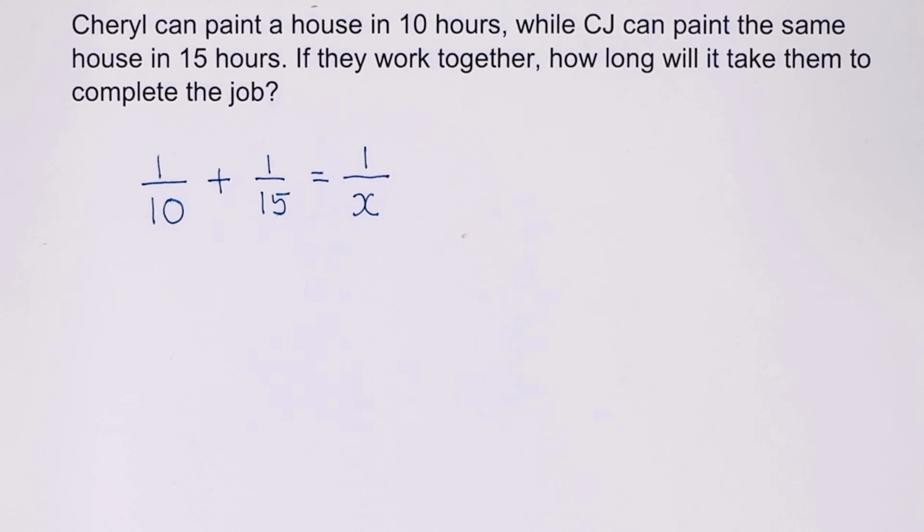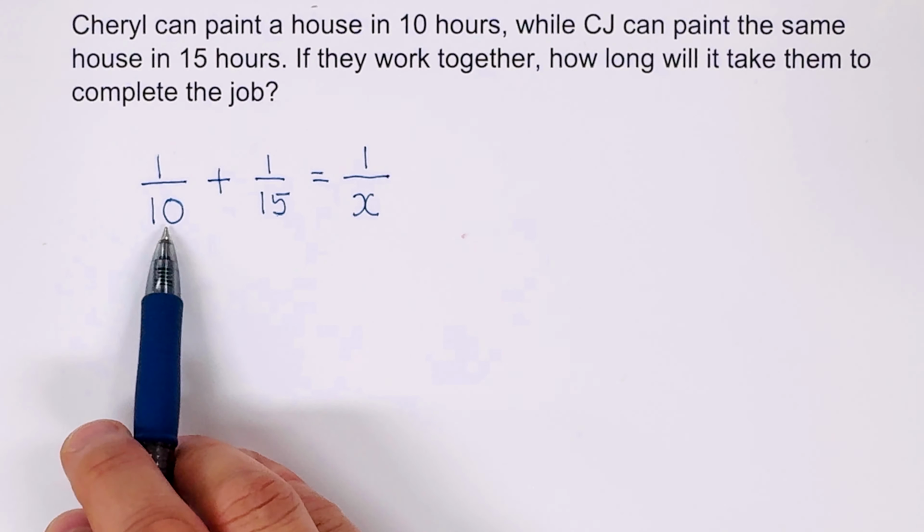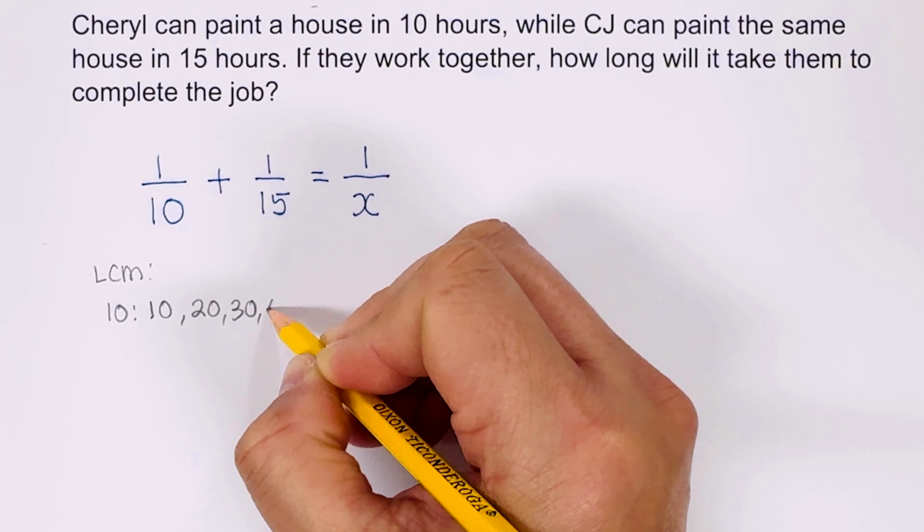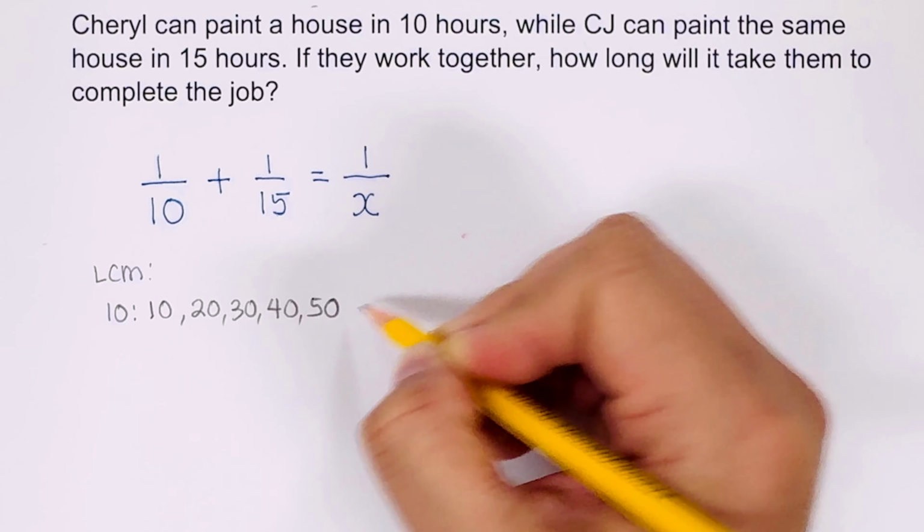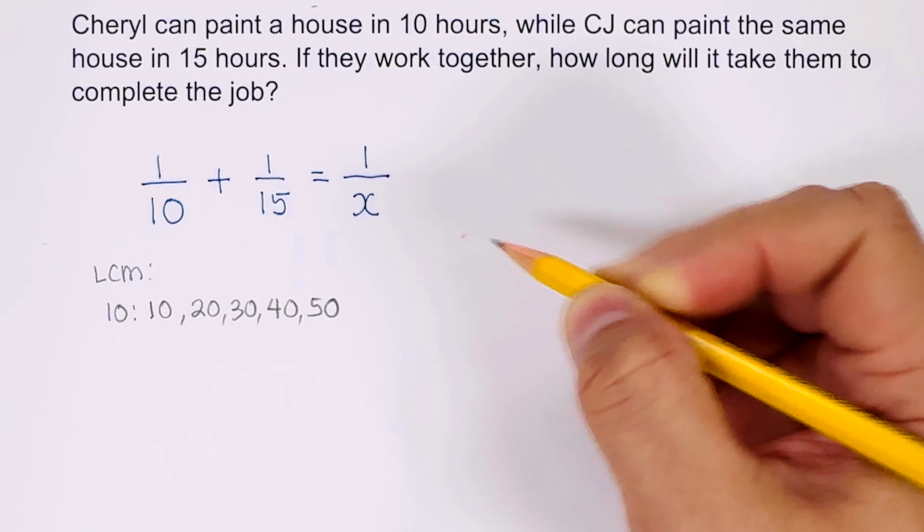The method we're going to use in this problem is the LCM method. Since the denominators of these two fractions are not the same, we cannot add them together. Let's find the multiples of 10: 10, 20, 30, 40, and 50. I can add more. Let's find the multiples of 15: 15, 30, 45, 60. Looking at this, we're looking for the common number between both of them. The least common is 30. So the LCM is 30.